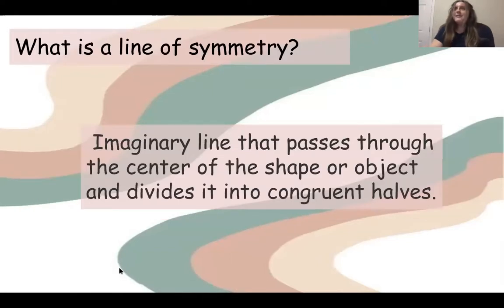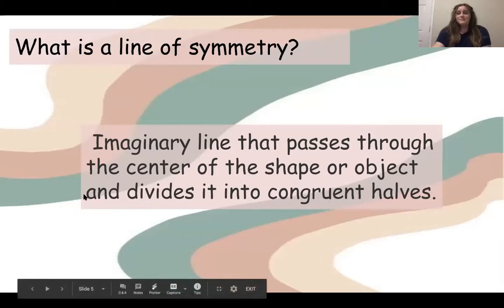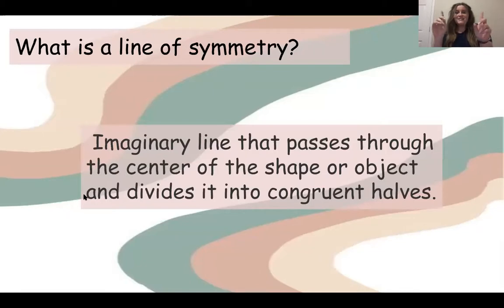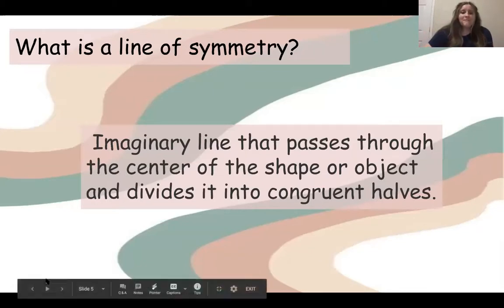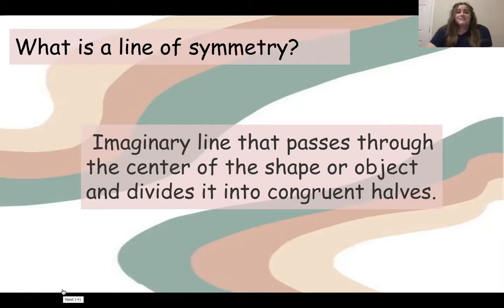All right, so what is a line of symmetry? Does anyone know what a line is? Yes, Zoe? A line is a line segment that has 2 points. Yeah, kind of like we learned a few weeks ago. That is correct. Well, a line of symmetry is an imaginary line that passes through the center of an object or a shape, and it divides it into two congruent halves.